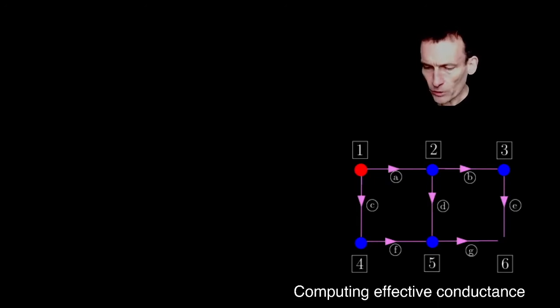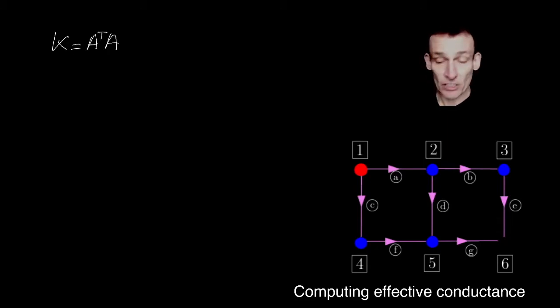In this case, you could write down the key equation. By the way, I didn't tell you about the conductances. The conductances of all these edges is 1. And then we have K, which would be A transpose C A, where C is the conductance matrix, but the conductance matrix is the identity, so I didn't even bother to write it.